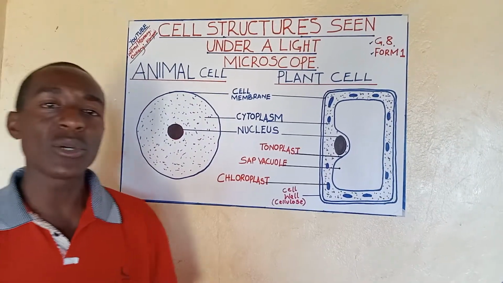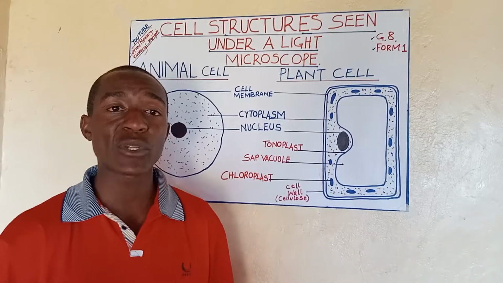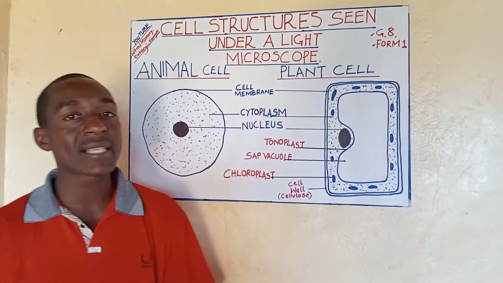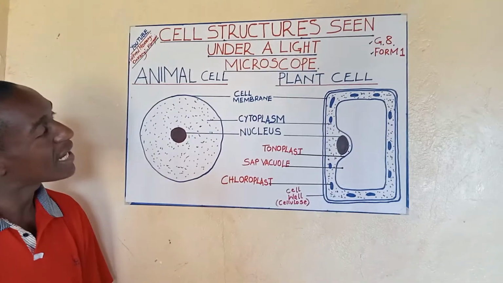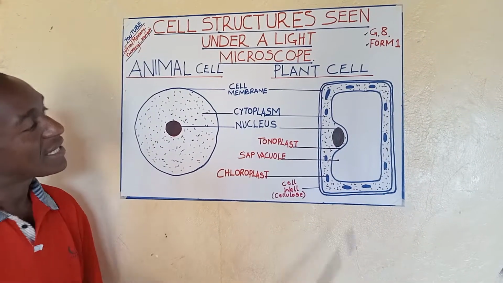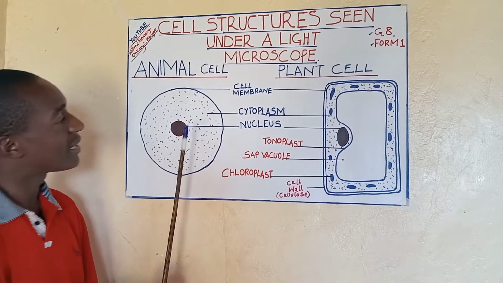This is yet another video that is going to be very, very important, and I thought I should make this very wonderful chart here so that I can explain a few things about cells. This is a plant cell and this is an animal cell.